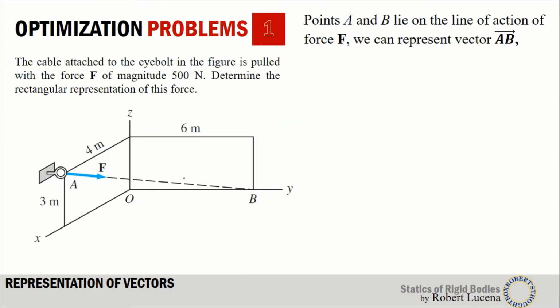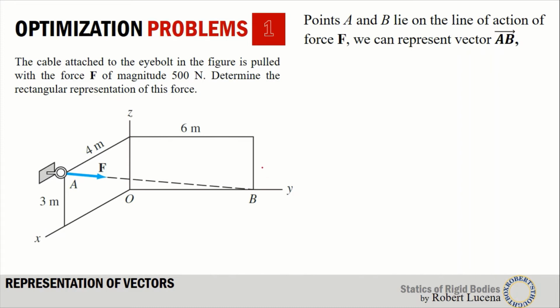So now let's try to have a sample problem for us to appreciate the theories we discussed. So let's have here a cable attached to the eye bolt in the figure, and it is connected from A to B with the force F with the magnitude of 500 Newton. It is said in the problem that points A and B lie on the line of action of force F. So the vector F passes at point A to point B.